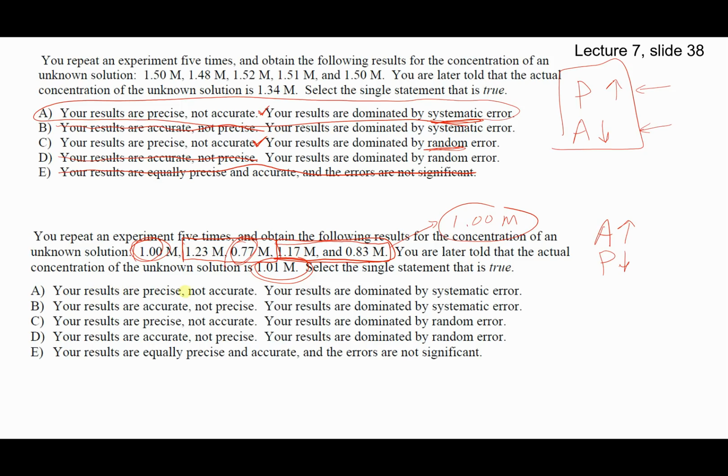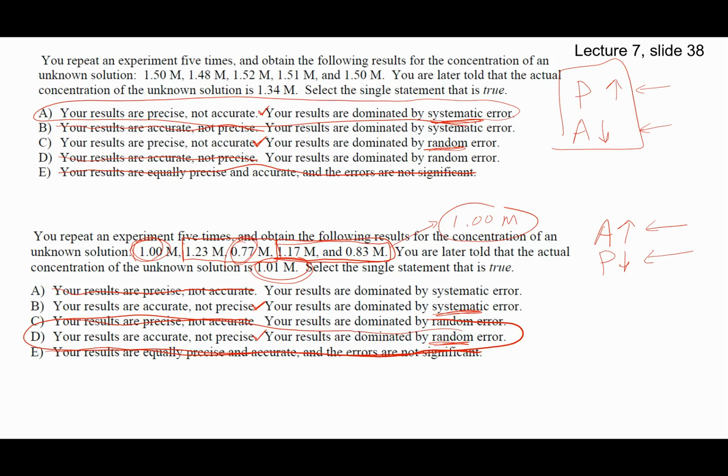Our results are precise and not accurate. No, that is incorrect. That is the opposite of what we want. Next one is our results are accurate, not precise. We're going to give it a check mark. Your results are precise, not accurate. Incorrect. Same as above again, so check mark. And then equally precise and accurate, we know that's wrong. So now we have to go back: what is dominating our system? Is it systematic or random error? Remember, we talked about previously, systematic error affects our accuracy, and it's the random error that affects our precision. So in this case, our answer will be D.